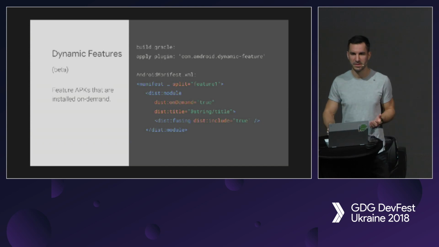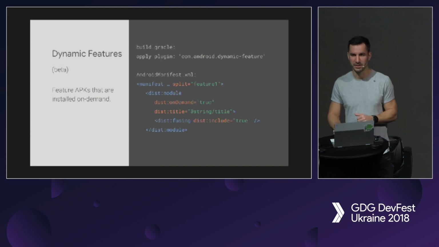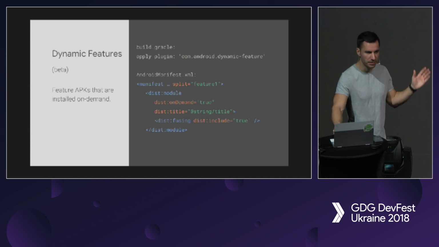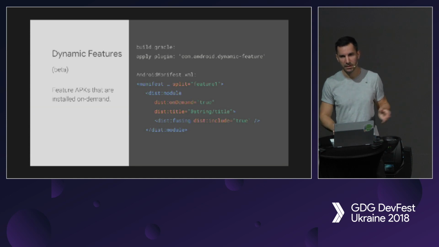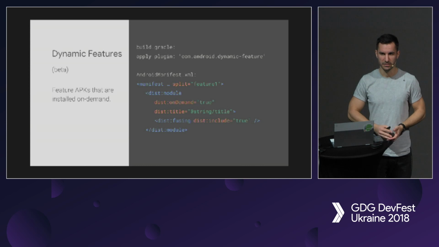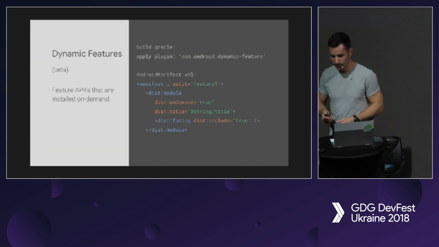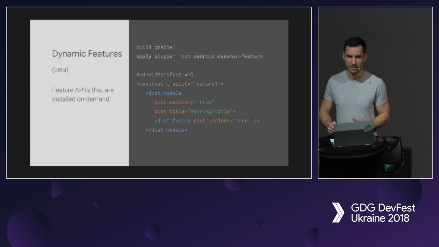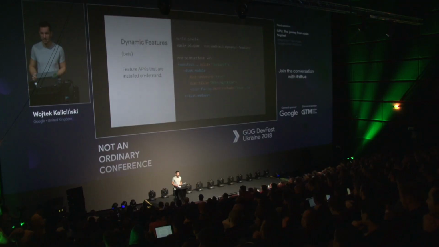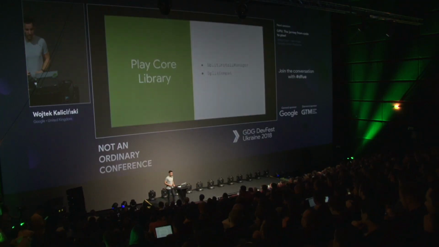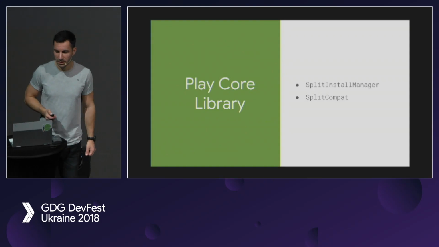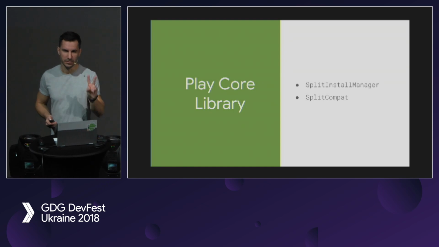And what about these users that are pre-L that can't actually install split APKs? Well, if you include the fusing true parameter, then that module will be installed for them at install time as well. Okay, so how do you actually load code dynamically? Like, how does it happen? So there is a new SDK, a new library called PlayCore. It's available on our Maven, and you will basically interact with two parts of it.